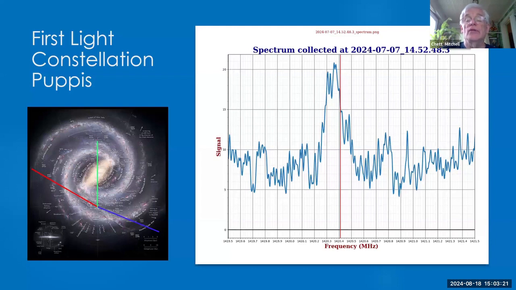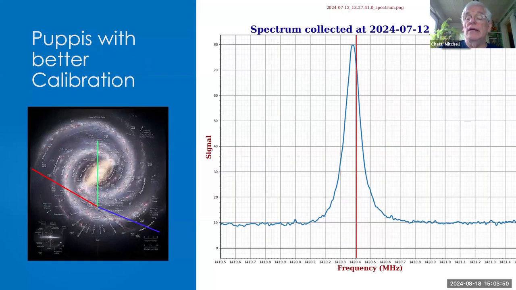Okay, so here's my first light. This was at the city park. This is toward the constellation Puppis. And one of the things that I've learned the most from doing this is coming to understand the process of calibration much better than I did before. So this is looking in the direction of Puppis. And then this is a few days later when I had good calibration.